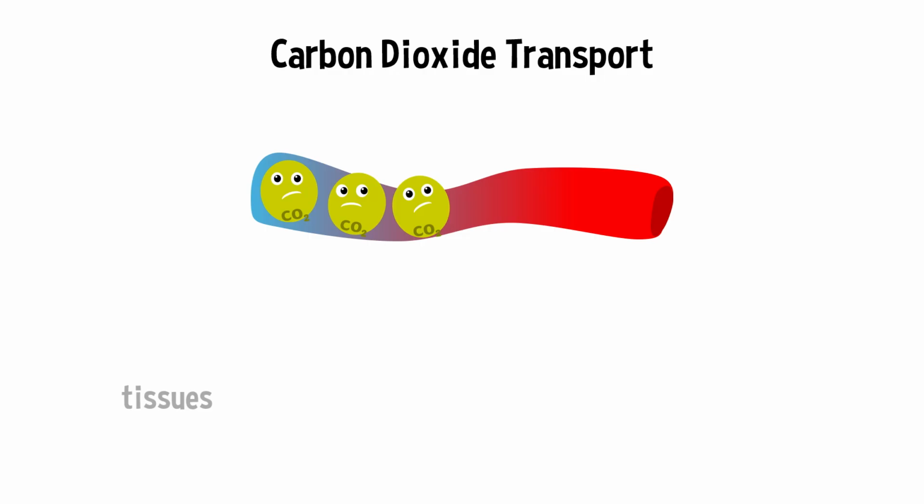Out in the tissues, this is where we are producing carbon dioxide. And carbon dioxide is going to enter into the bloodstream. And when it does, it's going to encounter water. And it's going to undergo a chemical reaction and combine to create a molecule called carbonic acid.